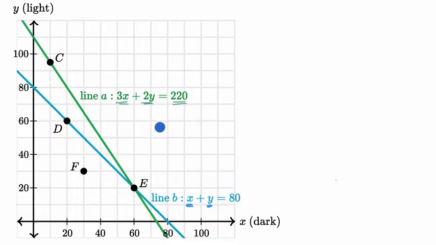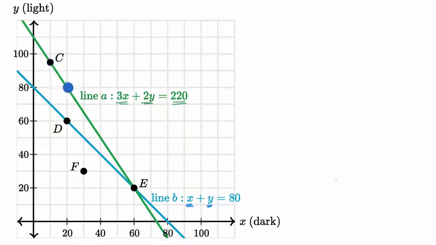And so now let's do something interesting. They've labeled some points here, points C, D, F, and E. And we're going to think about what each of these points represents. So for example, this point C that is on the green line, but it sits above the blue line, what does this tell us? What does this point C represent? Pause this video and think about it.